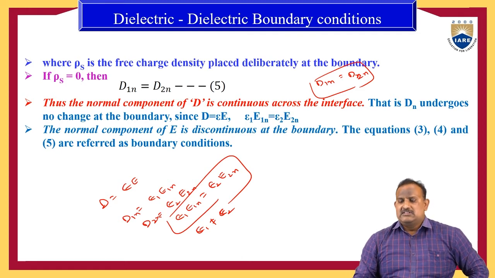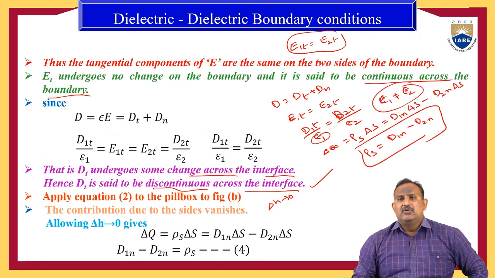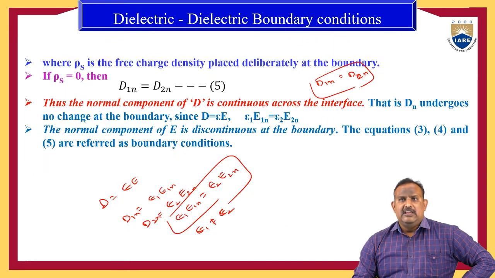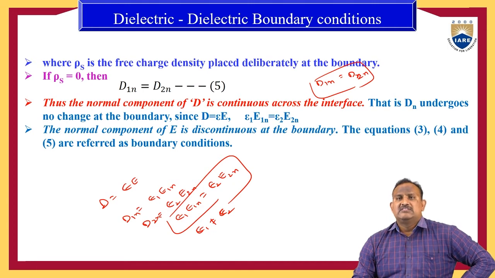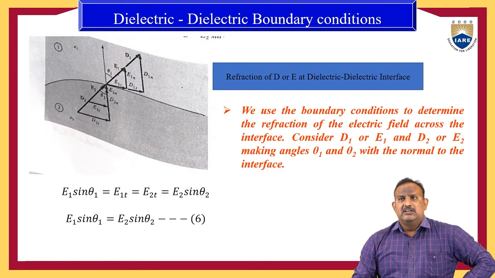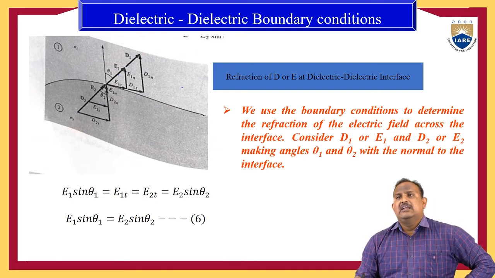So equation 3 is E1t equal to E2t, equation 4 is D1n minus D2n equal to rho s, and equation 5 is D1n equal to D2n. These equations 3, 4, 5 are known as the boundary conditions for the dielectric media. Next we will see the refraction of electric flux density or electric field intensity for dielectric media.